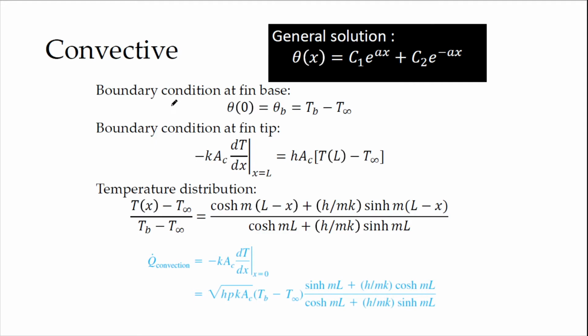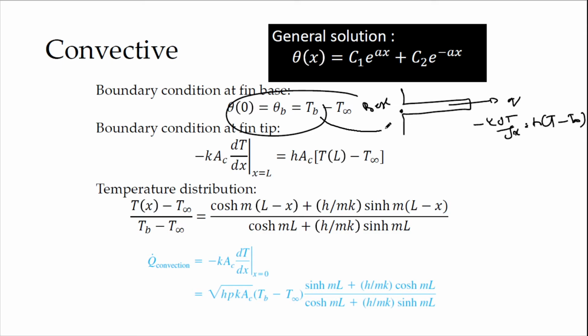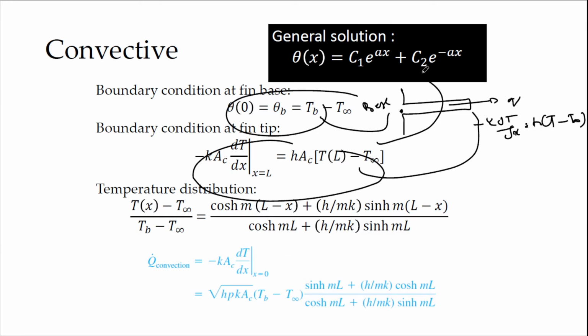So next we are going to look at convection. Assuming that this is the fin, this is the base, and heat gets out from the end of the fin. So this is the equation, T minus T ambient. Right, so this is the first boundary condition, this is the second boundary condition. So couple these two and put them in this general solution.